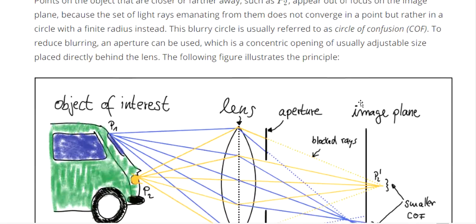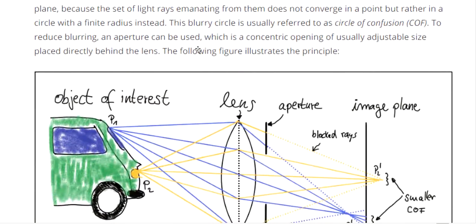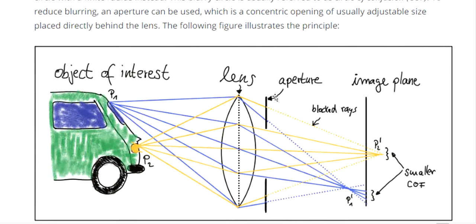Okay, to reduce blurring, apertures can be used with concentric openings, usually adjusted by a side plate directly behind the lens. The purpose of the aperture is to control the light through the lens, so it reduces the blurring of the image on the image plane.